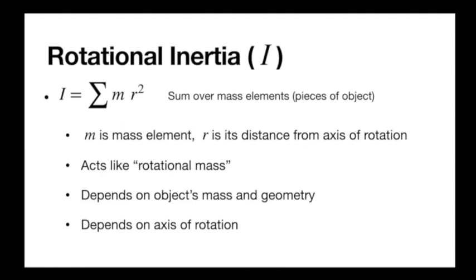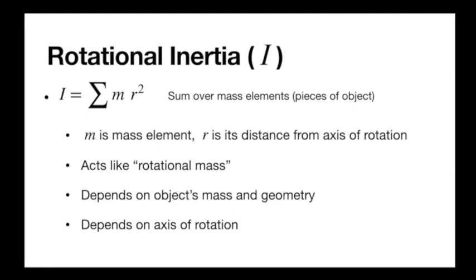But what this gives us is that it depends, like I said, on the object's mass, but also the geometry. So how we distribute mass affects it. If we increase the distance away that mass elements are from the axis of rotation, we'll increase the rotational inertia. We'll see what that means soon.